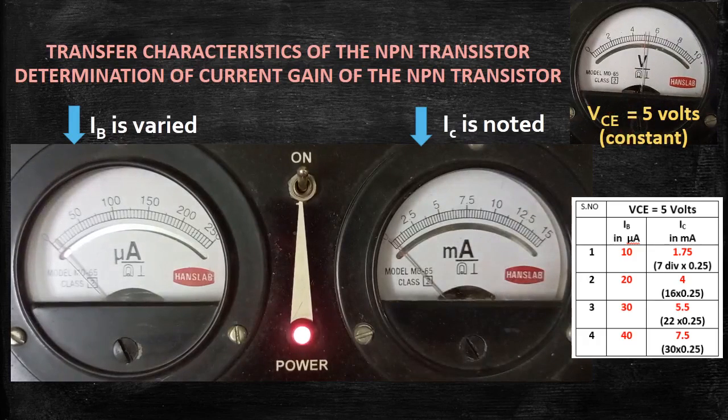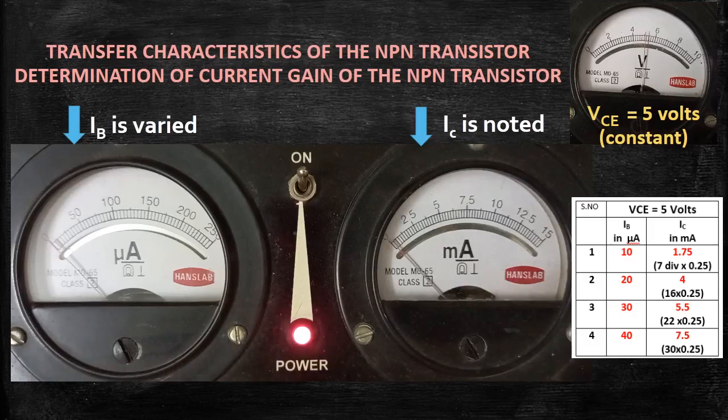Now we are going to determine the value of current gain of the NPN transistor. To find out the current gain of the NPN transistor, already I have told that VCE must be kept constant. Its value is 5 volt. That should not be altered. Now I am going to vary the value of IB. Are you clear? This IB value, the base current, is to be altered, and it should be measured in terms of microampere. If you vary the value of IB, there will be a corresponding change in the collector current IC, that is measured in terms of milliampere.